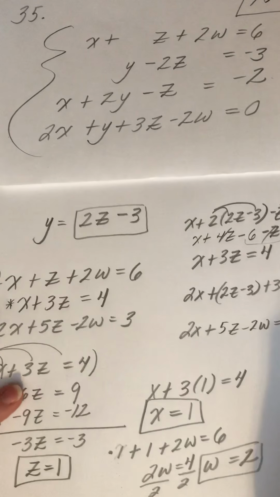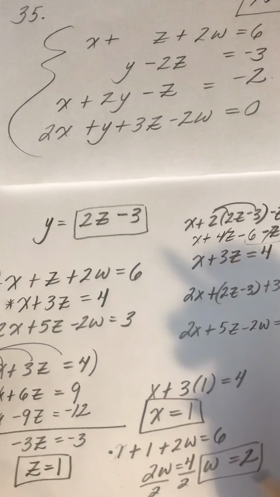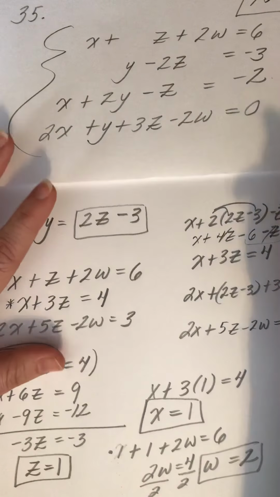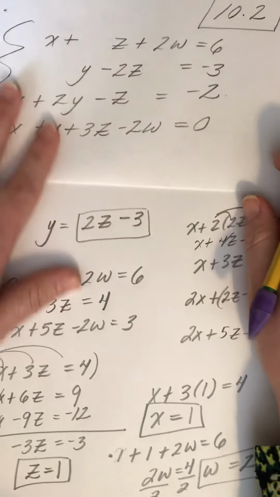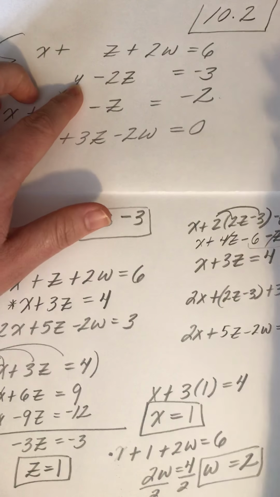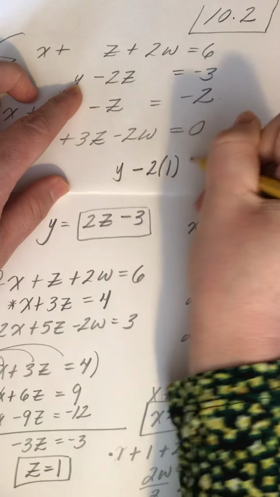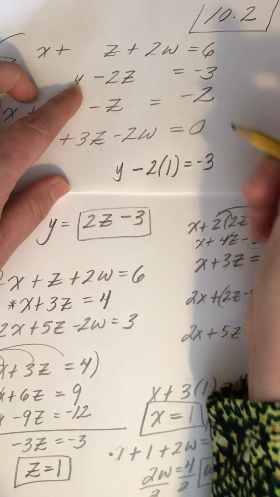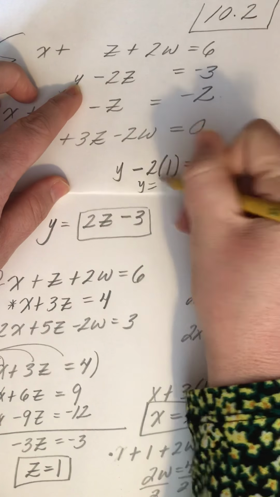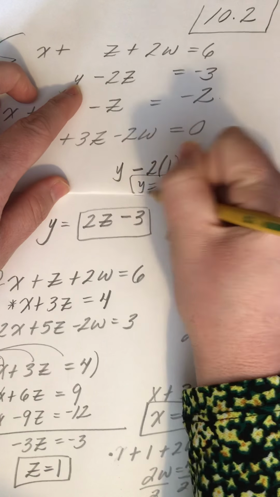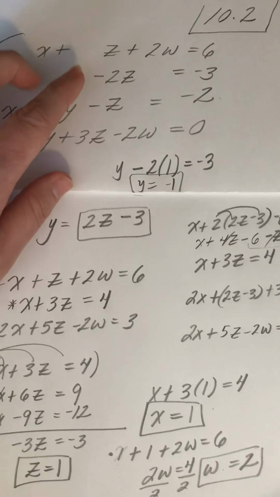So now that you know x, z, and w, you can go plug that in to one of the top equations and solve for y. So I'm going to go ahead and just plug it in right here. Looks like I can solve for y pretty easily because we would have y minus 2 times 1 equals negative 3. So then we would have y equals negative 1. So hopefully that helps. It's a lot of work.